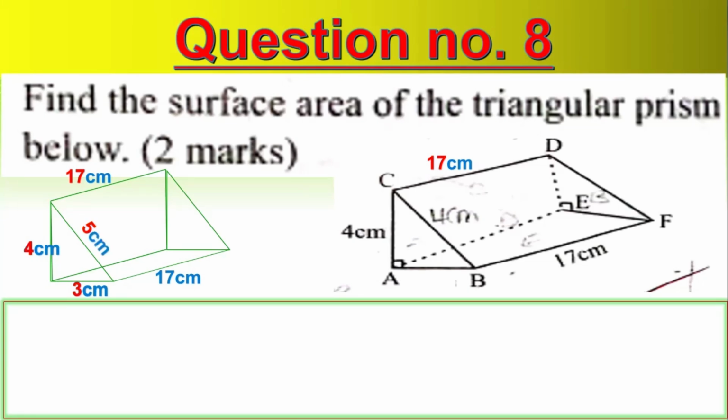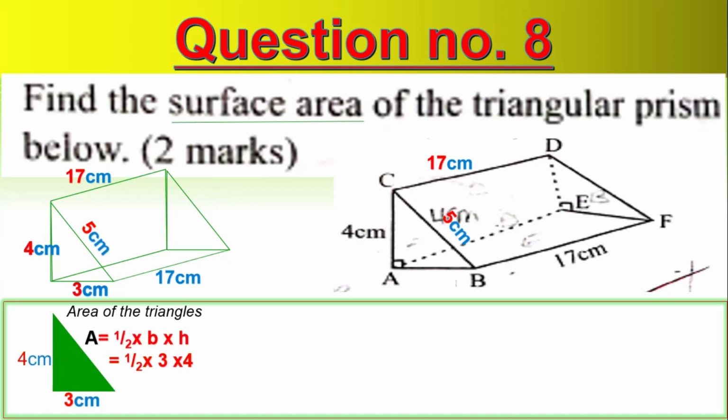So how many surfaces can you see? First of all, we have 2 triangles, and we have 3 rectangles, and each rectangle is on its own. It is not equal to another. So there are 5 faces or surfaces. So let us start with the area of the triangles. A triangle, we know it is half base times height. So it will be half times 3 times 4, which is 6 square centimeters. This is 6 centimeters squared, and this is also 6 centimeters squared. So they are 2. So you multiply by 2, you get 12 centimeters squared.